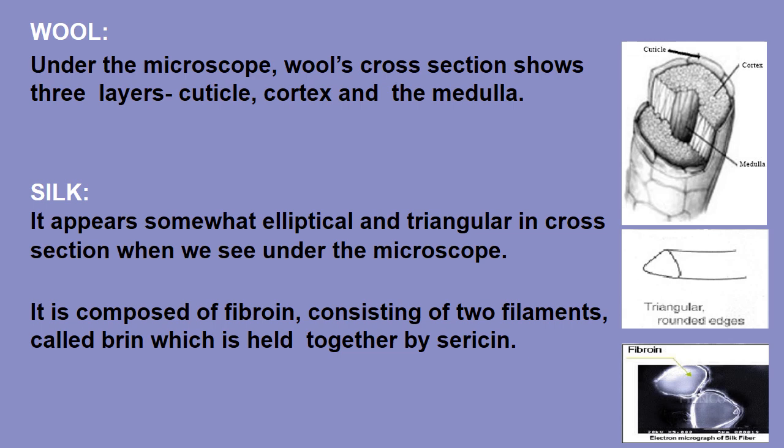In the case of silk, under the microscope, it appears somewhat elliptical and triangular in cross section. In the middle picture, we can see the cross section has a triangular shape. It is composed of fibroin consisting of two filaments called brins, which are held together by sericin. So this is a typical difference in the structure in the case of silk under the microscope.